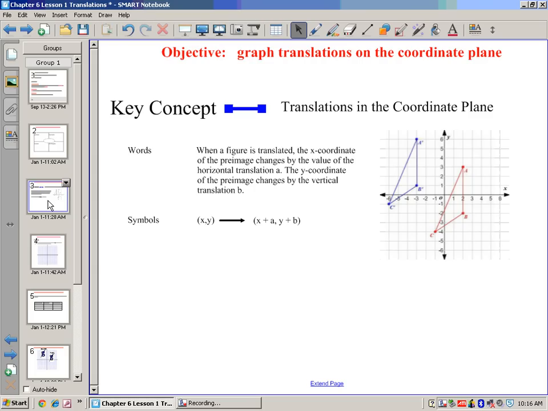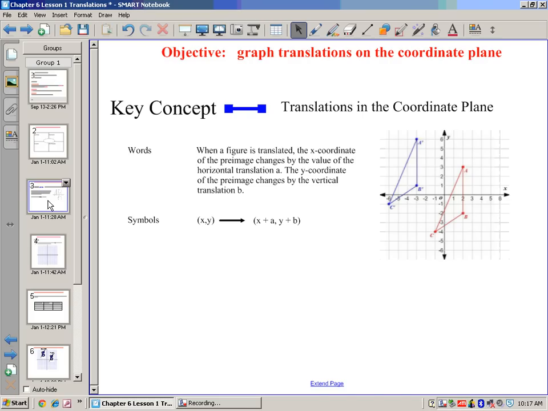When a figure is translated, the x-coordinate of the pre-image changes by the value of the horizontal translation A. Horizontal is left to right, so that's the x-axis. So whatever the slide is left to right, that is A. The y-coordinate of the pre-image changes by the vertical translation, or the y-axis translation, B. So whatever goes up or down is going to change by whatever says up or down. Going up is always going to be positive, down is negative. As well on the x-axis, going to the right will be positive, going to the left will be negative. Think of the number line.